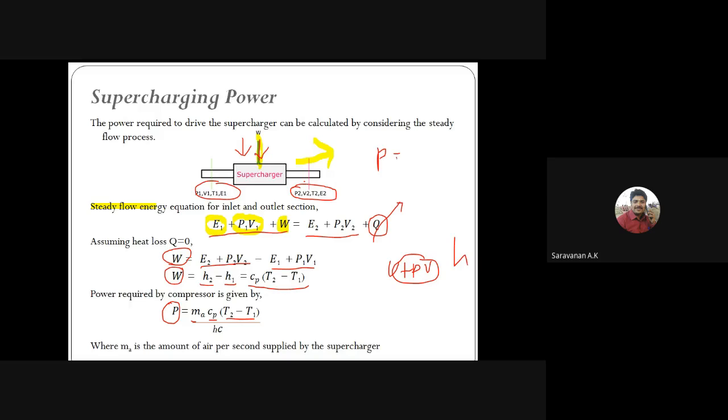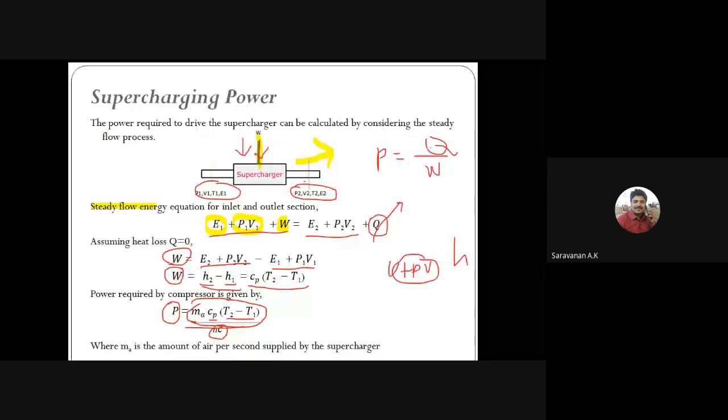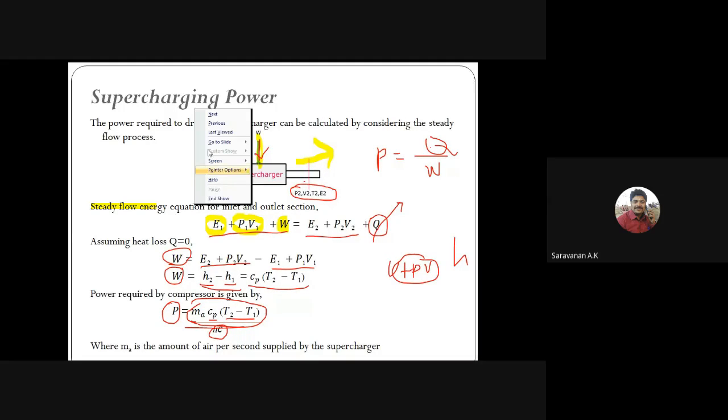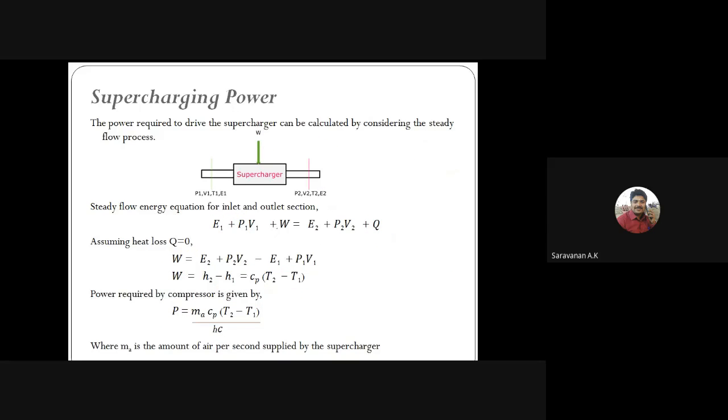So what is the power? It is the work done and the heat supplied or rejected, Q by W, it is a power. Instead of Q, I have written here M Cp dt divided by the enthalpy term, divided by the work done. So the power required by the compressor to run the supercharger is calculated by this term.